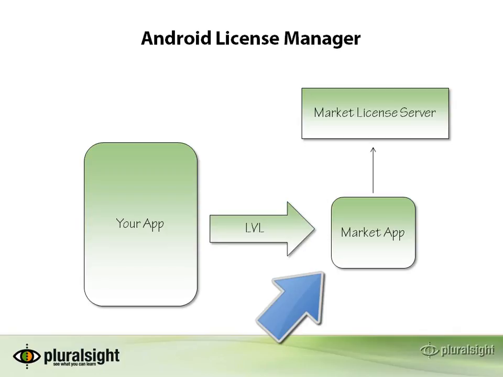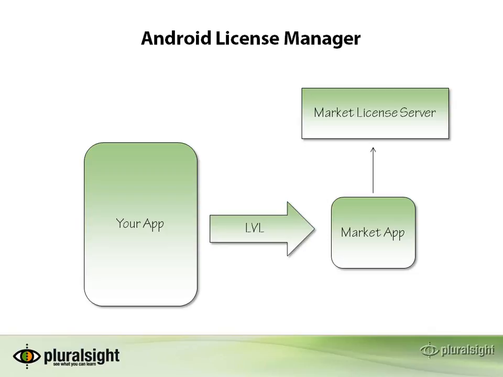Now, Android is using the Market app in this case because the Market app has a high level of security on your device, and Google is able to know that the Market app is an app that they put out, and so they're able to trust requests that come from that application. So in between that, in your app, is the LVL, or License Verification Library. This is a library that we're actually going to use in order to have our Android application communicate with the Market app and do the licensing.